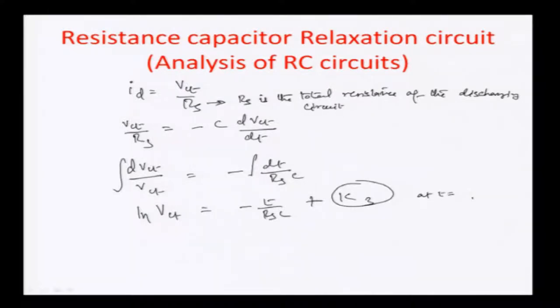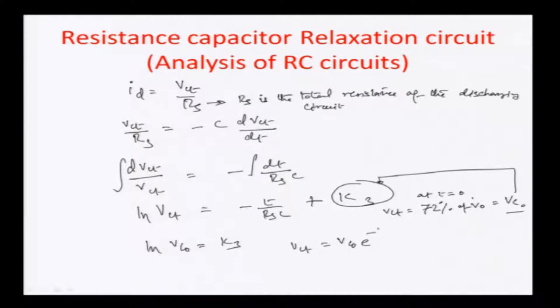So at time t equal to 0, we already know VCT is actually equal to 72% of the input voltage, or the operating voltage, and we call this the VCO. Okay, so this is corresponding to the value of VC at time t equal to 0. And so if we put this back into this equation corresponding to t equal to 0, we get ln VCO is equal to K3. In other words, VCT can be written down as VCO e to the power of minus t by RSC.